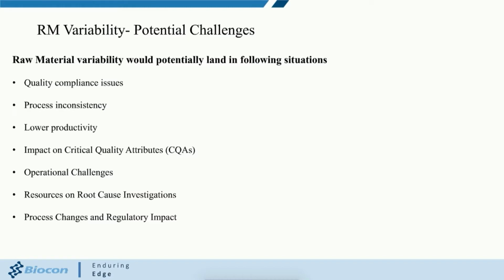And the final one, process changes and regulatory impact. Certain changes, we probably cannot correct. So in that sense, we may need to update the regulatory agencies stating that there is no choice, we have to adjust the process to meet our targets. So we may have pain in the regulatory questions and regulatory compliance issues as well. So these are the potential challenges which we could anticipate if we have variability coming from the raw materials and consumables. I have just highlighted what are the typical challenges people face.